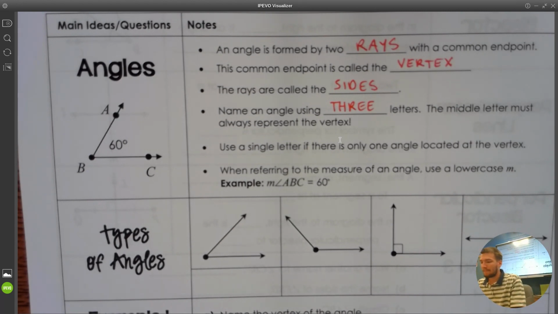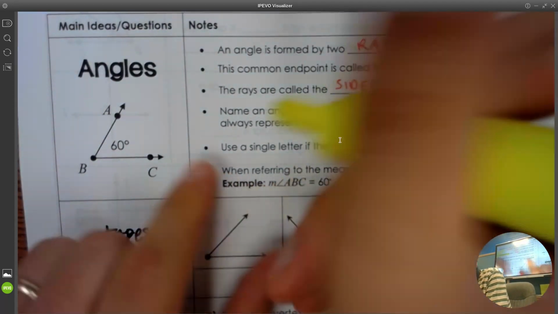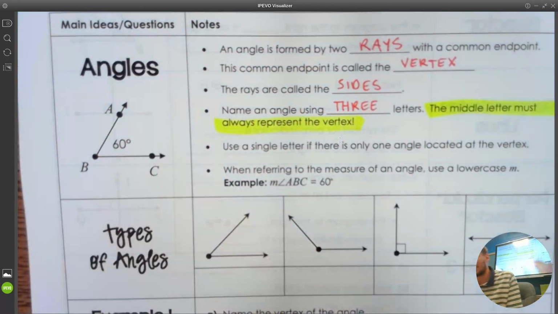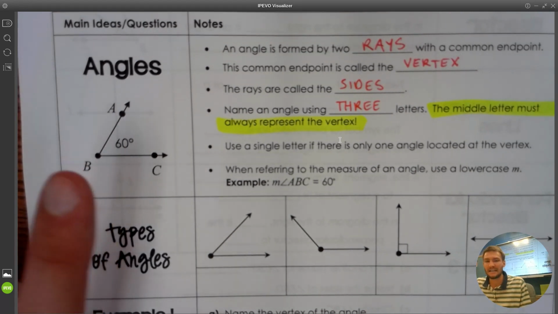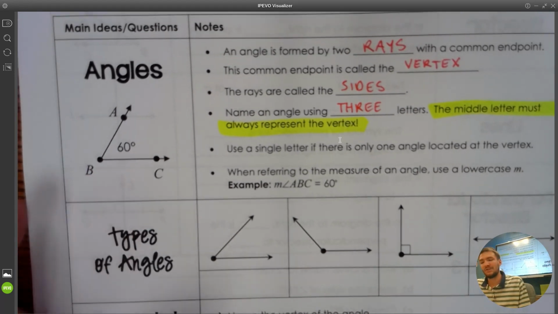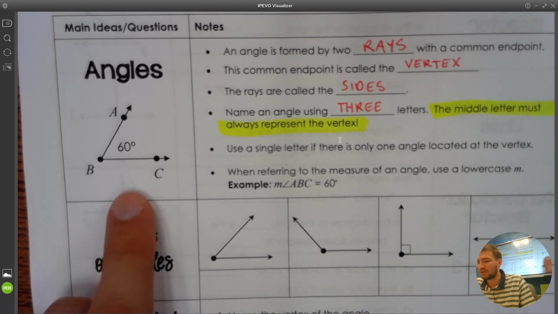Now, for naming angles, the middle letter must always represent the vertex. So that means when we're going to name this, we don't have quite as many options as you think. When we did naming planes, it was like, hey, just grab me 3 points. I really don't care. Give me 3 points. It's a little bit more specific here.